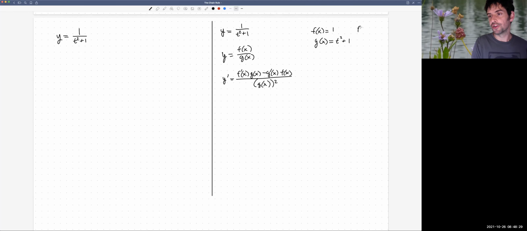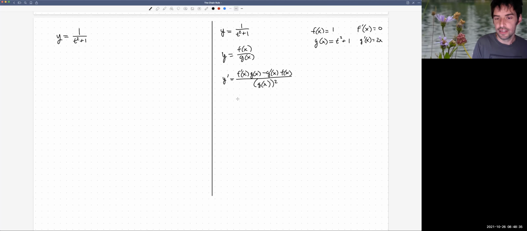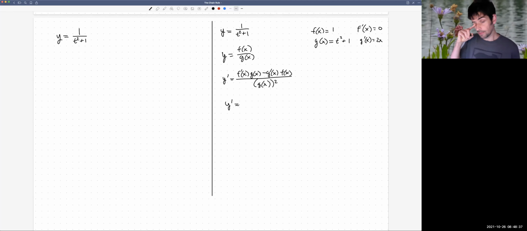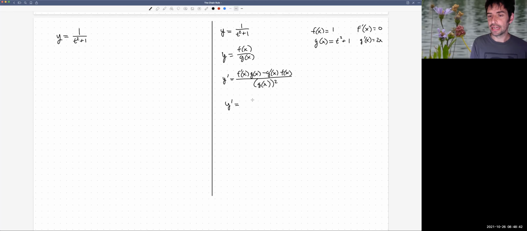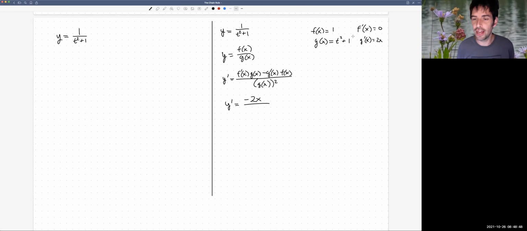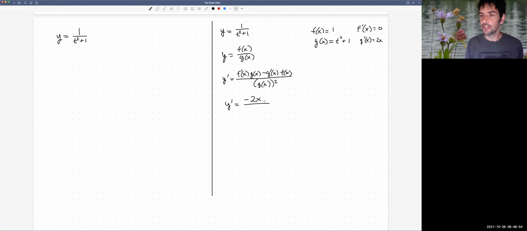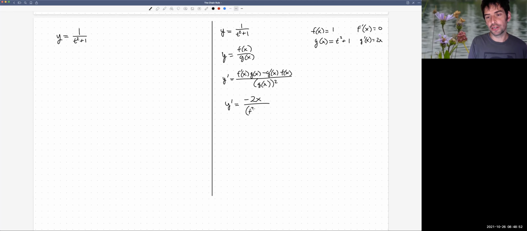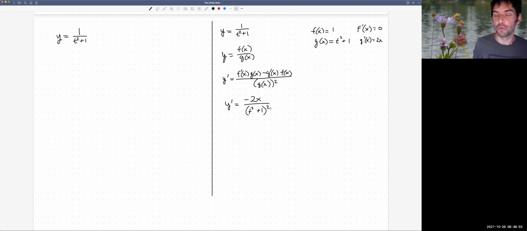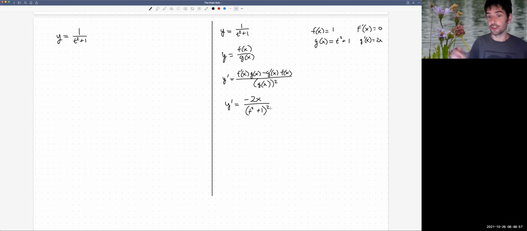Right? And I can come over here and compute f prime of x is 0, g prime of x is 2x. And if I put everything in the right place, so f prime is 0, so this first term goes away. I get a negative. G prime is 2x, f of x is 1, so there's nothing there. And then g of x squared means we've got t squared plus 1 squared. And there's our derivative. And that's perfectly acceptable.